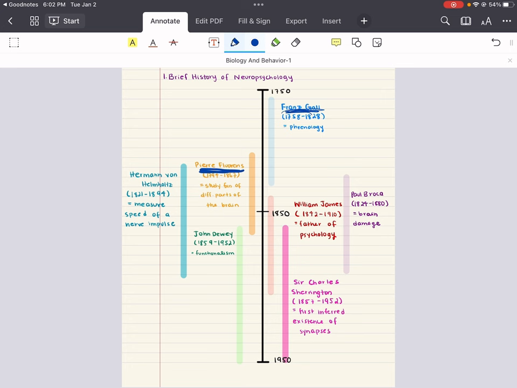Now, after Pierre Flourens, we want to talk about William James, who's known as the father of American psychology, and he believed that it was important to study how the mind functioned in adapting to the environment. And his view was among the first theories that formed a branch of psychology known as functionalism. This is a system of thought in psychology that studied how mental processes help individuals adapt to their environment.